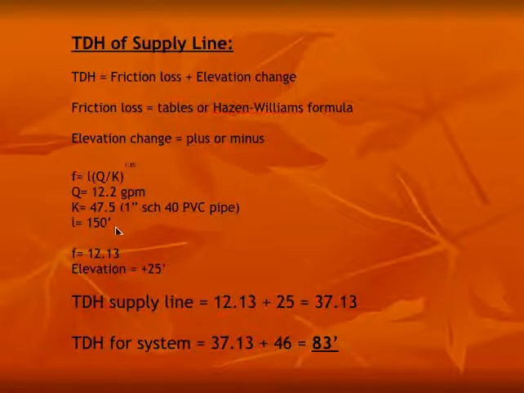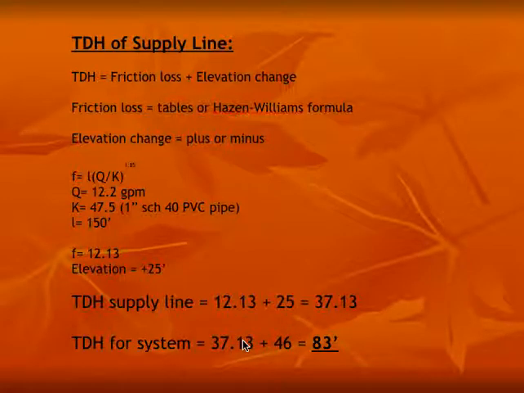And then I'm just plugging in a number for length of 150 feet. When I do the calculations, the friction loss in that pipe is 12 feet. Our elevation difference, I'm just plugging in a number of 25 feet. And when I add those two together, I end up with 37.13 TDH.